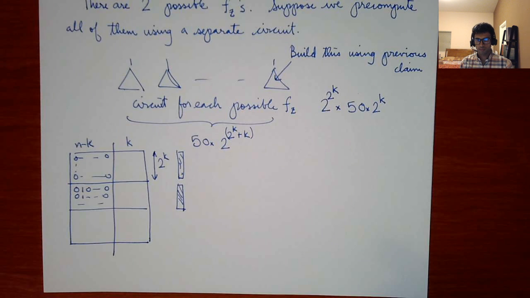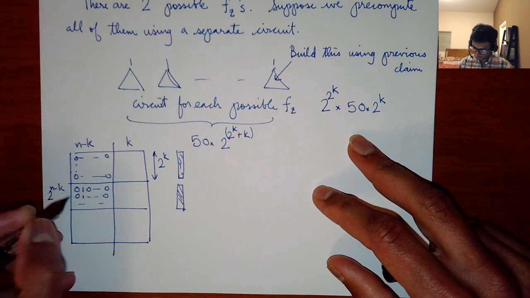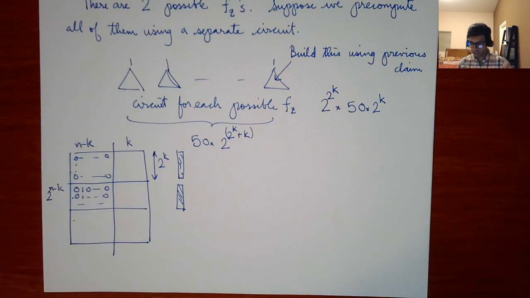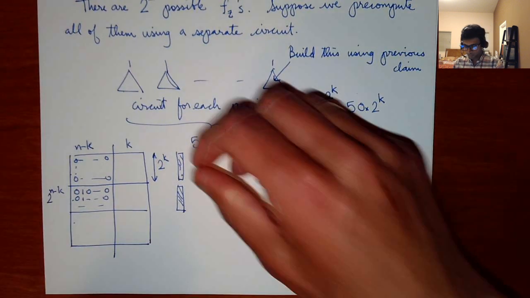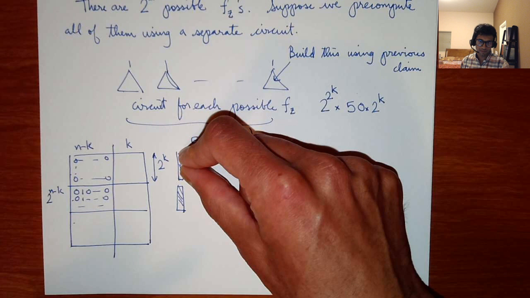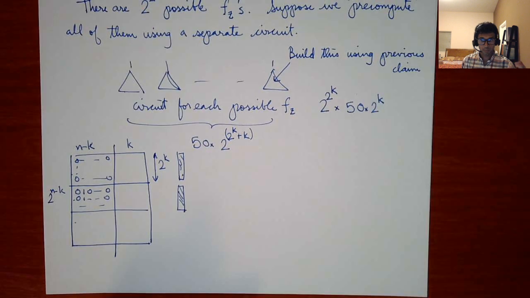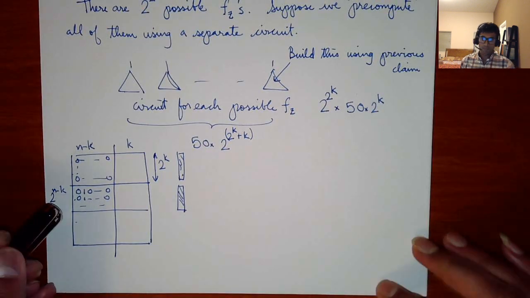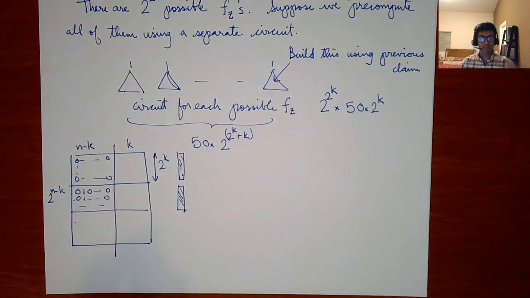Right? There are 2 to the n minus k of these. 2 to the n minus k such blocks. The total number of possible truth tables for each block is only 2 to the 2 to the k. So if k is really small, there are going to be many, many more blocks than there are possible truth tables, in which case we get to reuse values.